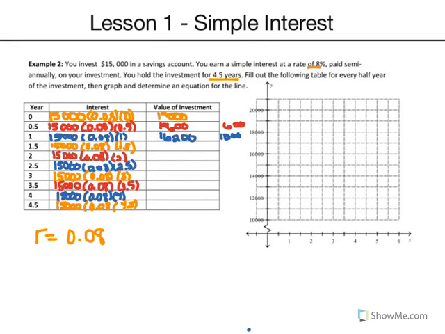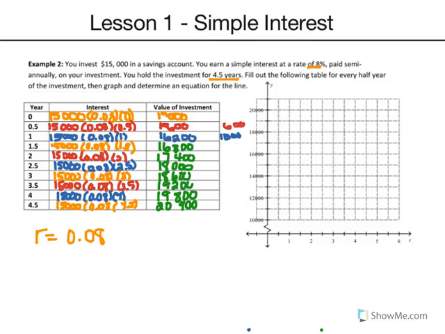What you should notice is that every half year it goes up by $600. So the next one should be 16,800, then 17,400, then 18,000, then 18,600, 19,200, 19,800, and then 20,400. So we're going to graph this.